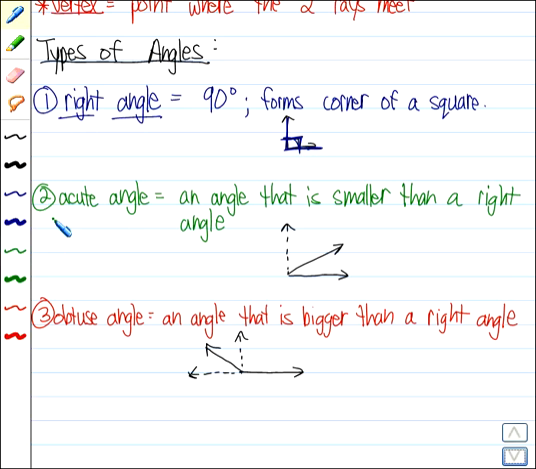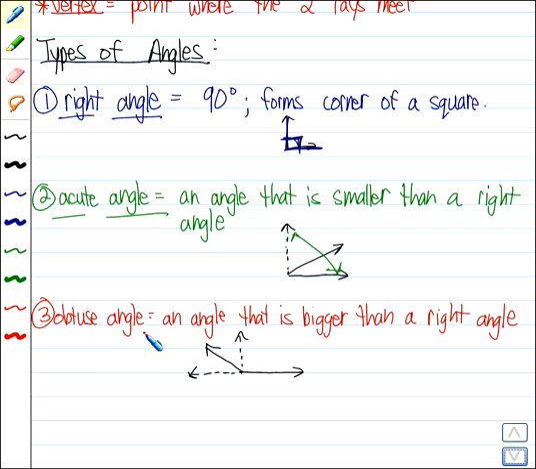The next type of angle is an acute angle. And an acute angle is an angle that is smaller than a right angle. So as you can see, I have this dotted line here showing a right angle. So an acute angle would be anywhere in between here and here. It's not an exact straight line, but it's somewhere between the right angle and a straight line.